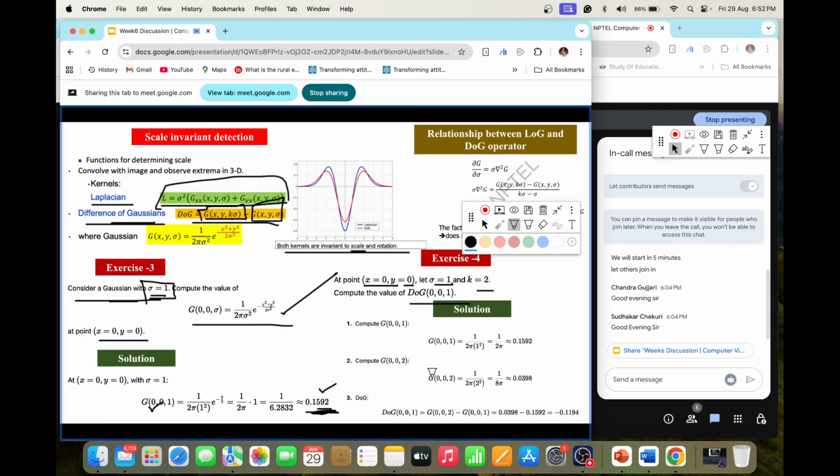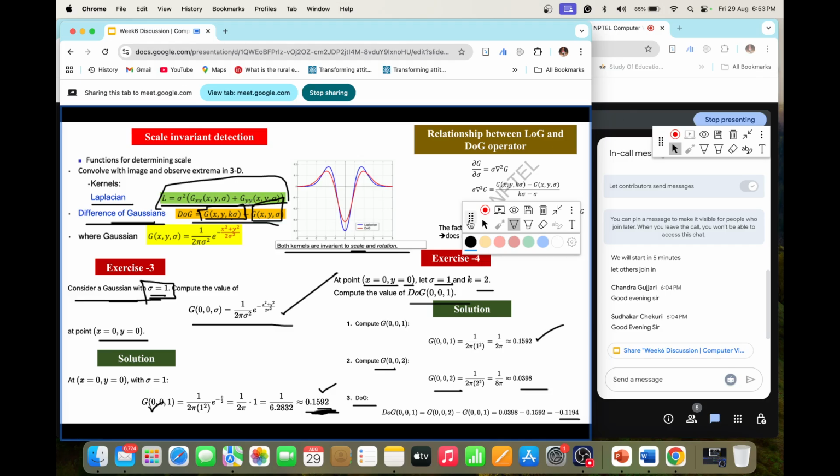Okay, so this is the step. G(0, 0, 1) we have already found in the previous question. And G(0, 0, 2) we can find out. G(0, 0, 2) means the sigma value will be 2 here. So 1 by 2 pi 2 square, and as x and y both are 0, that exponent term is not required. So G(0, 0, 2) we have also found out, that is 0.0398 coming. So 0.0398 minus 0.1592, whenever you do this, you can get the DoG kernel, that is minus 0.1194.